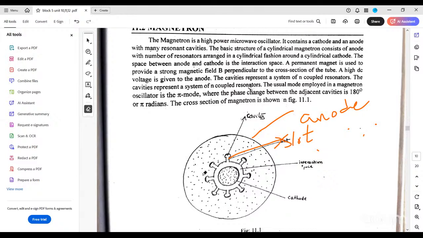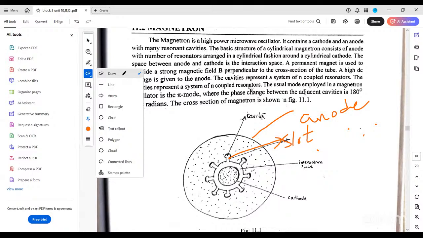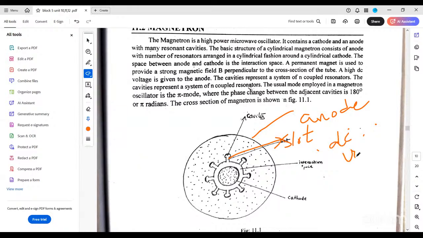To this circuit, I am applying DC voltage as well as magnetic field. What am I applying? DC voltage, plus also applying magnetic field. I am applying magnetic field. The outer connection is not shown in this diagram.